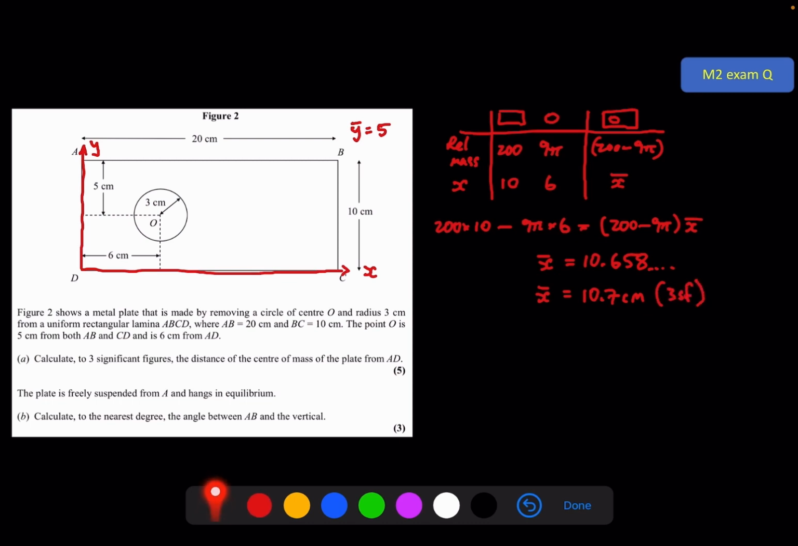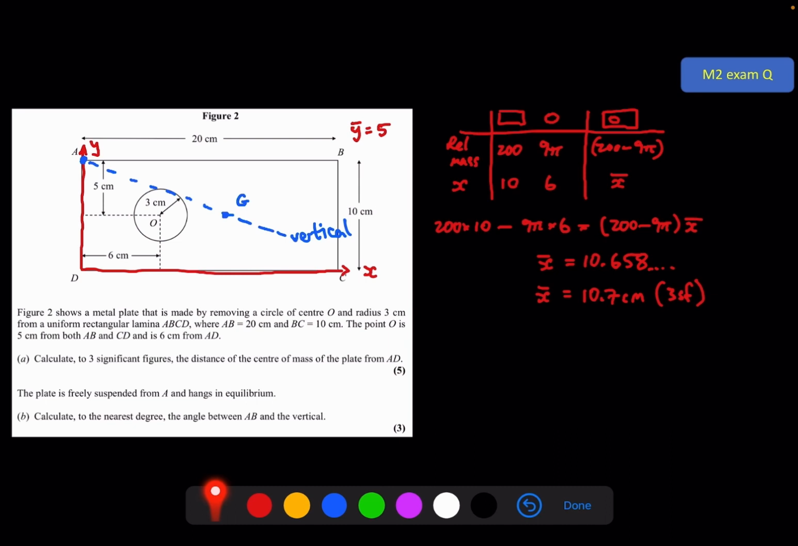Part B. The plate is freely suspended from A and hangs in equilibrium. So if we're suspending from A and the center of mass is along the line of symmetry at 10.7 centimeters, it's about here, call that G, then the vertical line must go through G from A. In an exam setting, I would be careful to put that word on your vertical line to make that really clear for your examiner.